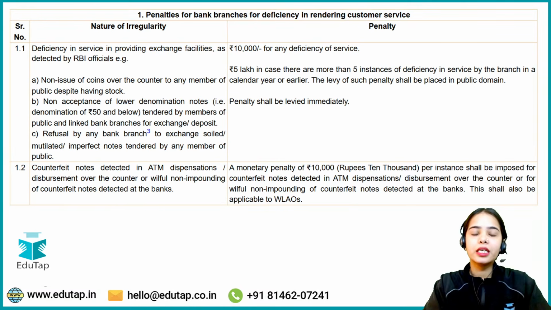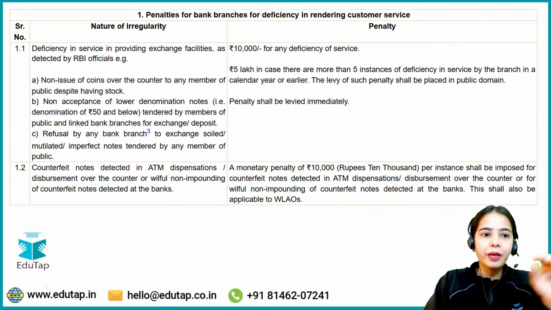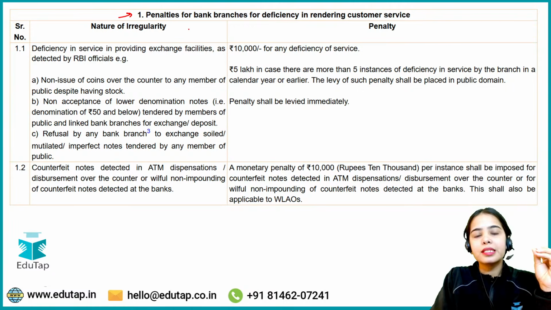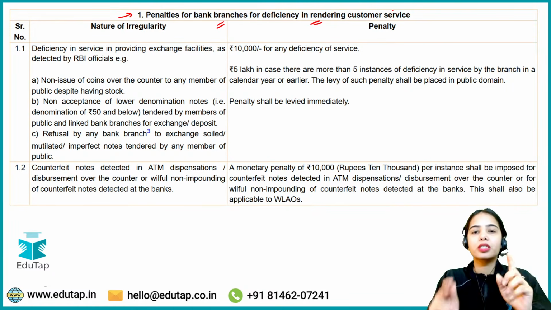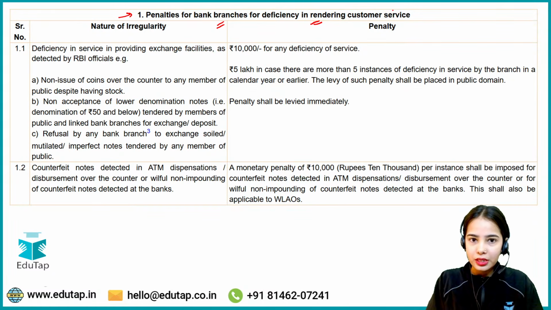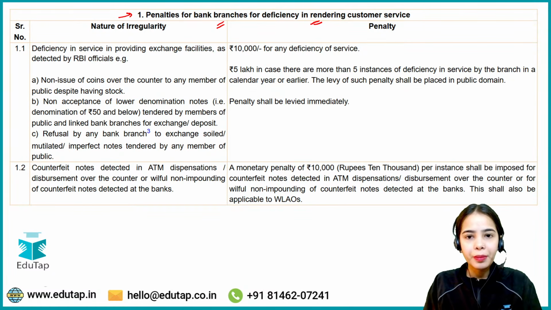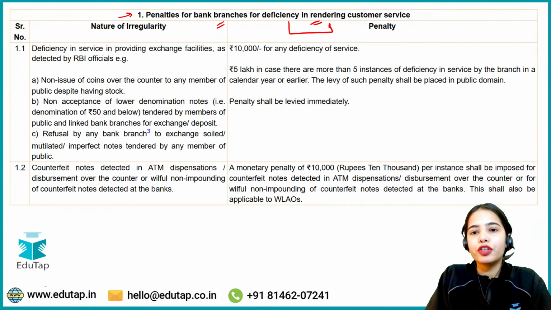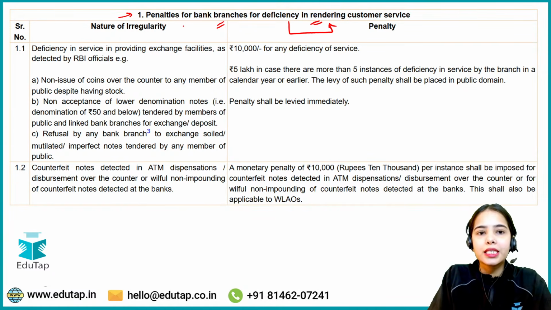So let's get started. Now the data points will be provided to you, and I will inform you how you can keep these data points in mind. Okay. So first of all, we are going to discuss the penalties for the bank branches for deficiency in rendering customer service. For all the bank branches, these penalties will be applicable if they have any deficiency in rendering the customer service, such as below.